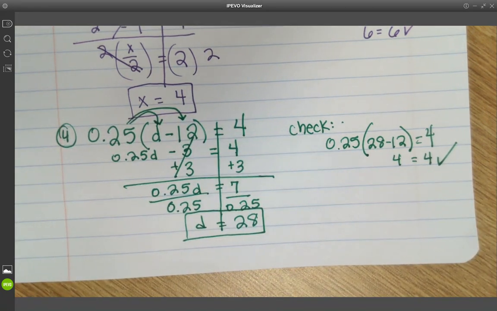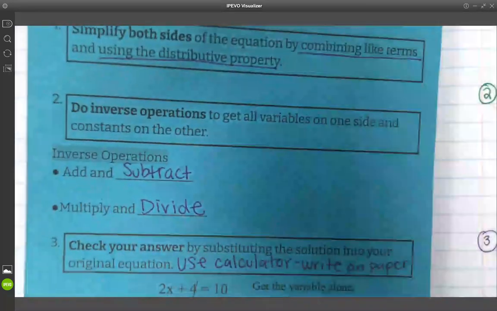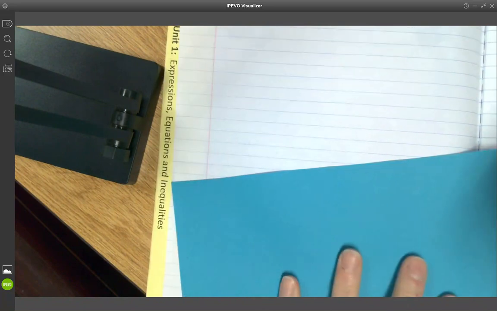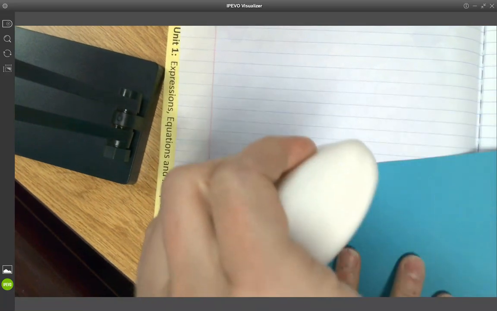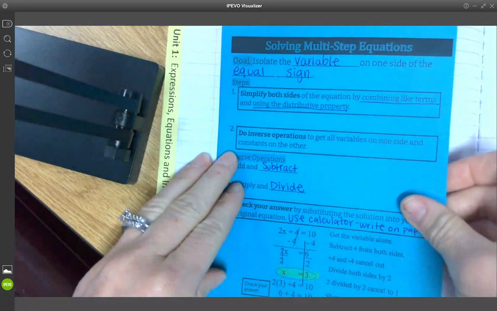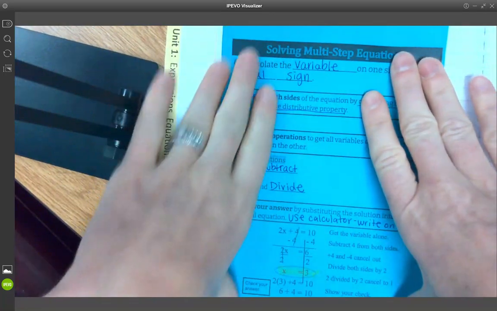Now I want you to glue in this page on page 8. Remember, dot, dot, not a lot. And I'm going to pass out your assignment. You're going to make sure you do at least 8 problems on one side.